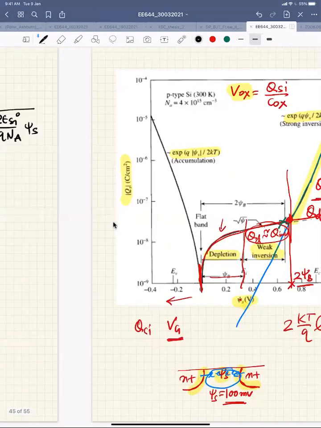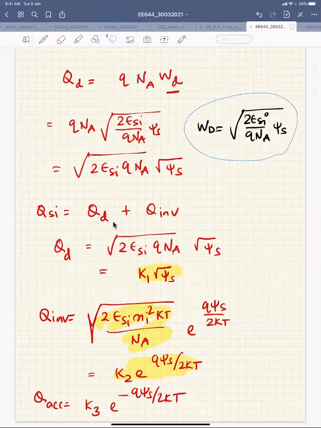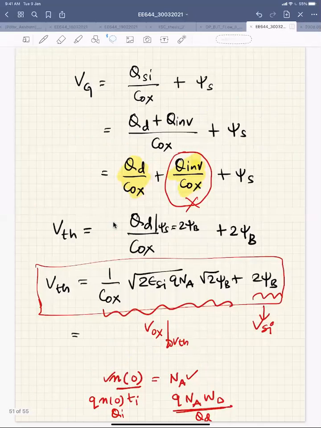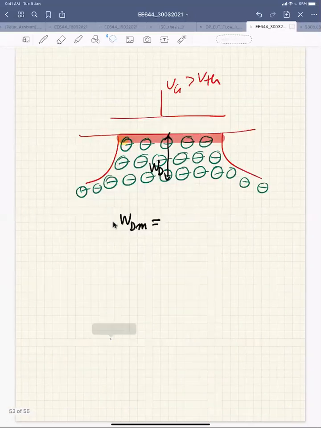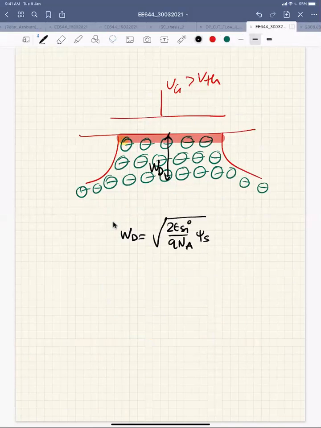Okay, just a minute. Yeah, this equation here. So this is your equation of WD, right? But after inversion, your depletion width is fixed. That is the maximum, WD max. Maximum depletion width is the square root of 2 epsilon Si over q NA times 2 psi B. So this is the maximum depletion width.